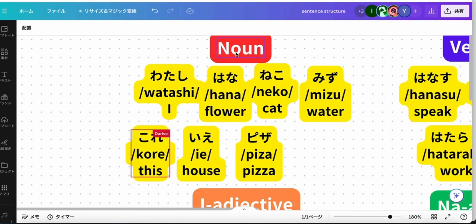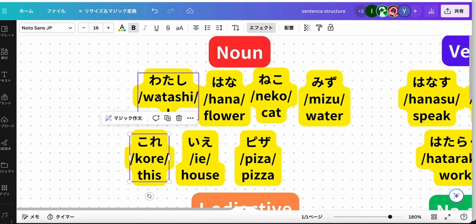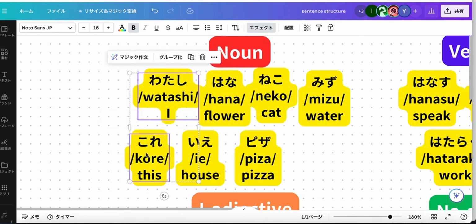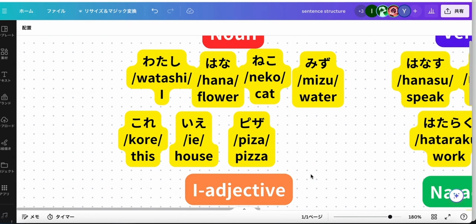So here, noun. We got 私, I, 花, flower, 猫, cat, 水, water, これ, this, 家, house, ピザ, pizza. So this, very good. So in the noun group, we got these, これ, 私. These are called pronouns. And pizza, this is written in katakana because it's a long word. Pizza is from another language.